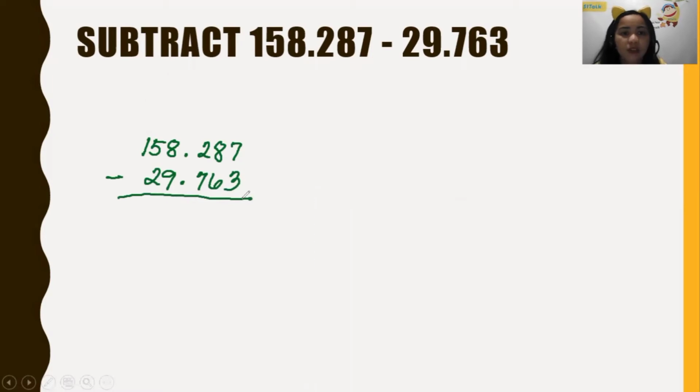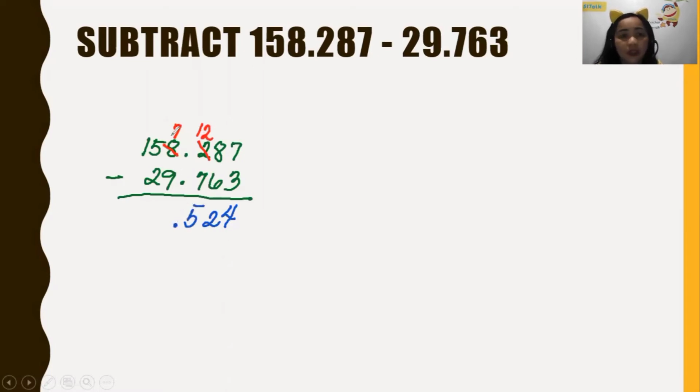We have 7 minus 3 is 4. 8 minus 6 is 2. 2 minus 7, can we subtract 7 from 2? That cannot be. 2 will borrow 1 from 8, which will become 7, and 2 will become 12. Now, 12 minus 7 is 5.